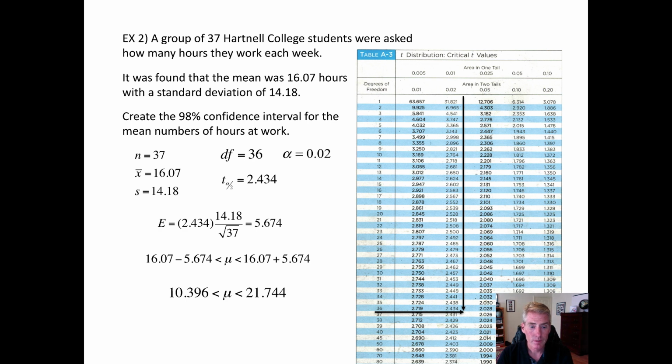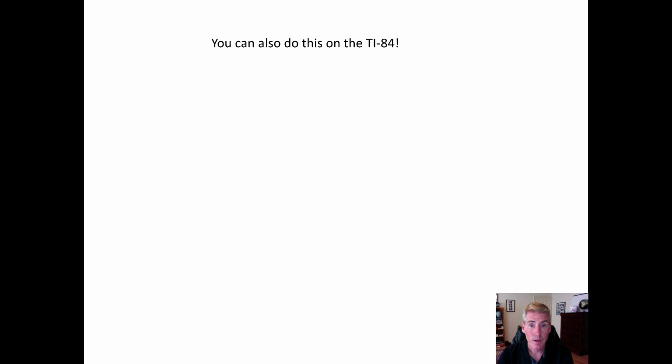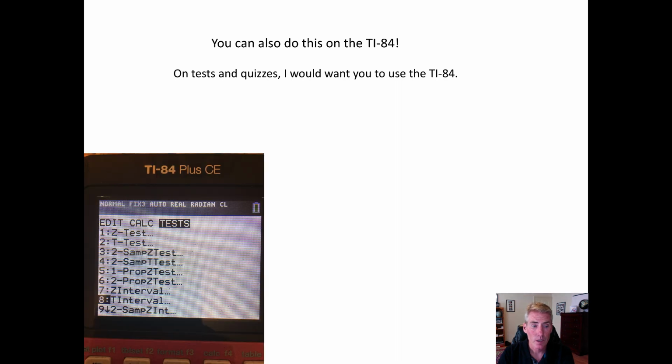All right, so that was using the formula, which was a lot of fun. But you can actually do this on the graphing calculator as well. In fact, on tests and quizzes, final as well, I would expect that you are using the TI-84. So it would look like this. You go to Stat, move over to Tests, go down to where it says T interval.